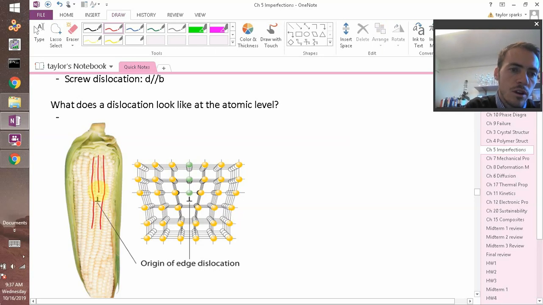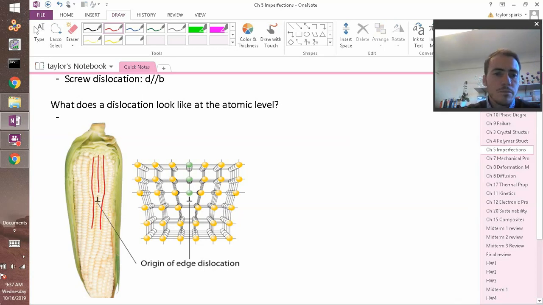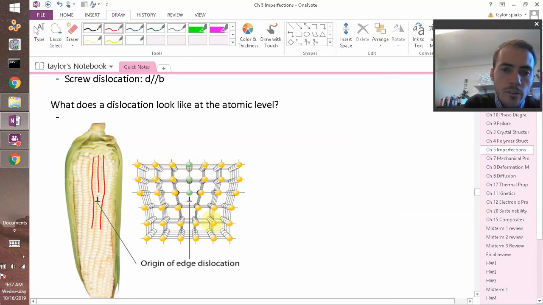Instead, you've got this extra half row of kernels in there, right? Which allows you to accommodate the changing volume of the corn on the cob shape. So what does that look like for atoms? Well, here you have this nice atom arrangement, and far away from the dislocation, it looks nice and normal. It looks like a square.